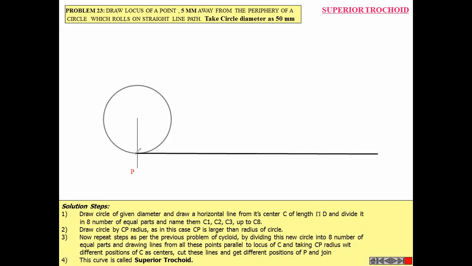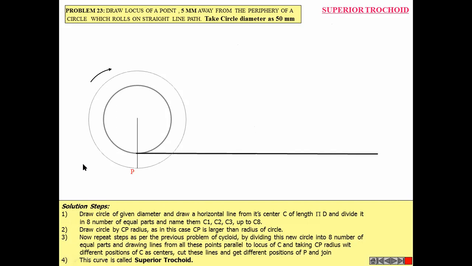In the previous case, our P was here, because it is a normal cycloid. Now we are talking about the superior trochoid. So P has shifted from the periphery to the outward direction. This is the difference between the superior trochoid and just a cycloid. Then this is the direction of motion, same as earlier.